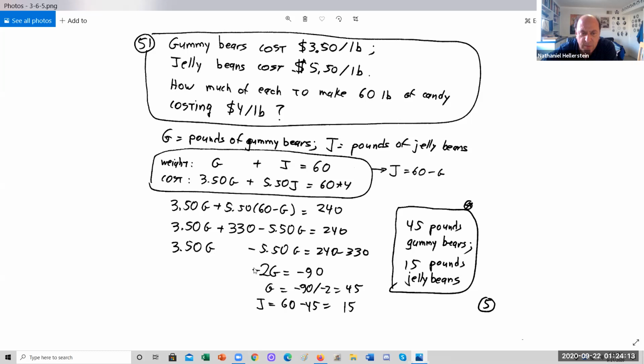The left side simplifies to negative 2G. The right side simplifies to negative 90. Negative 2G equals negative 90. To solve for G, we divide both sides by negative 2. So G equals negative 90 over negative 2, that's 45. J is 60 minus G, that would be 60 minus 45, that's 15. So 45 pounds of gummy bears, 15 pounds of jelly beans.